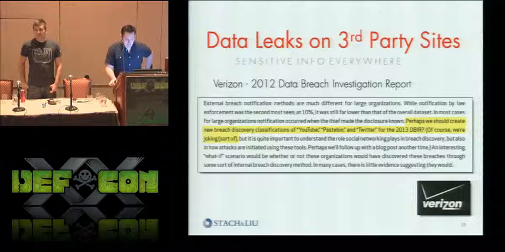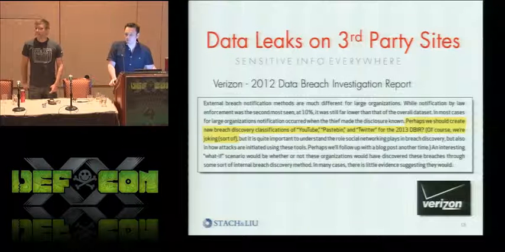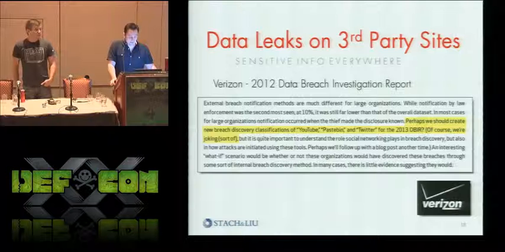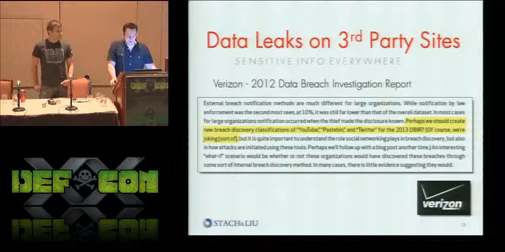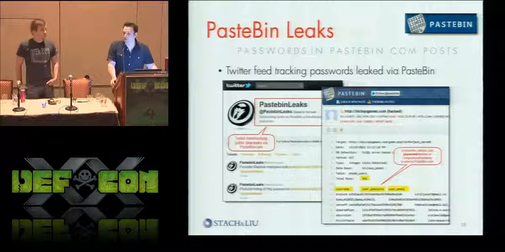And just looking at the Verizon Data Breach Investigations Report from this past year, they kind of jokingly put out there that perhaps we should create a new breach discovery classification of YouTube and Pastebin and Twitter, given all the raw amount of data dumps from compromises out there on Pastebin and things of that nature. Noting that a large percentage of people finding out that they've had an incident only comes once people brag about it on Twitter or dump all the emails and passwords on Pastebin or something of that nature.